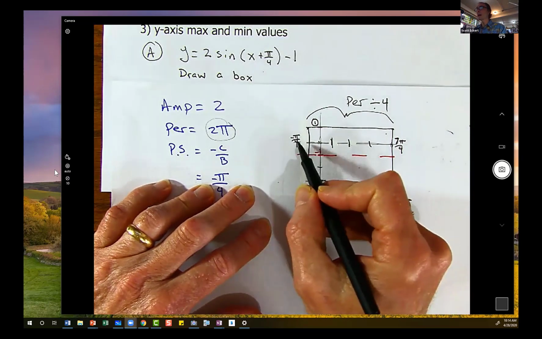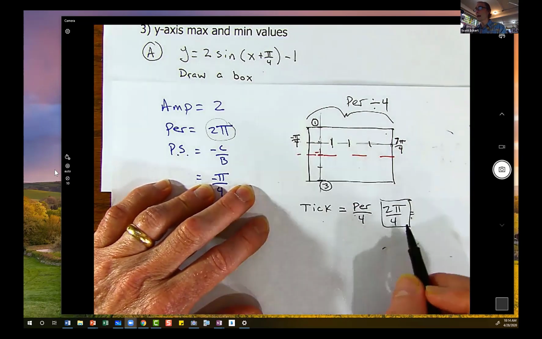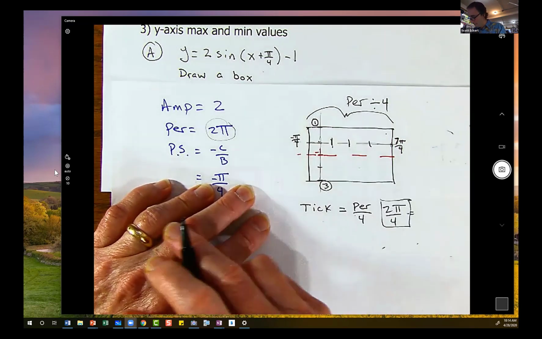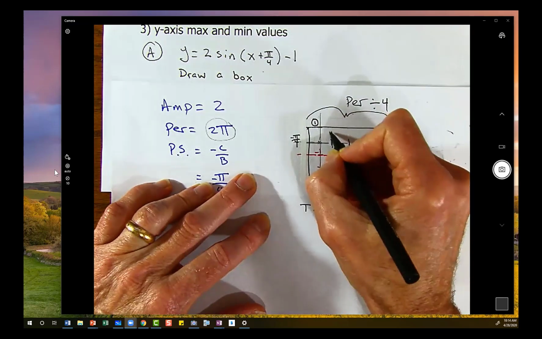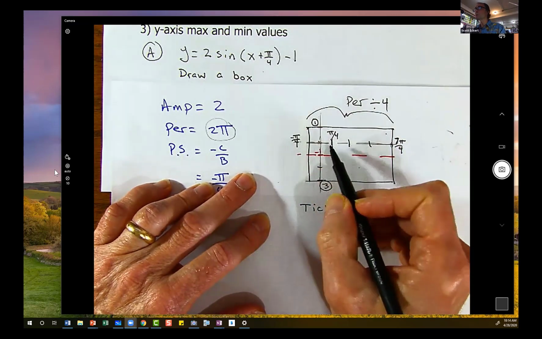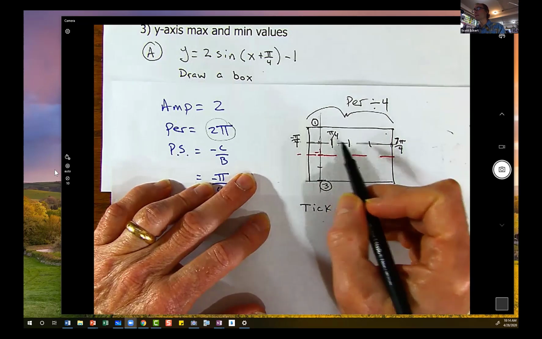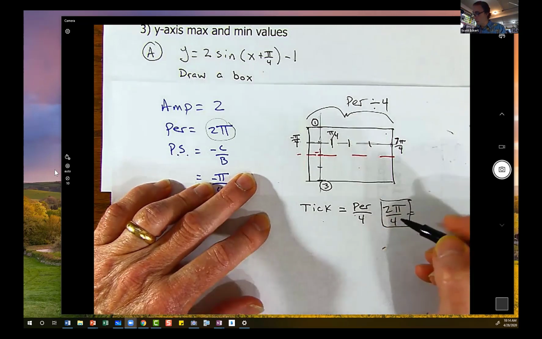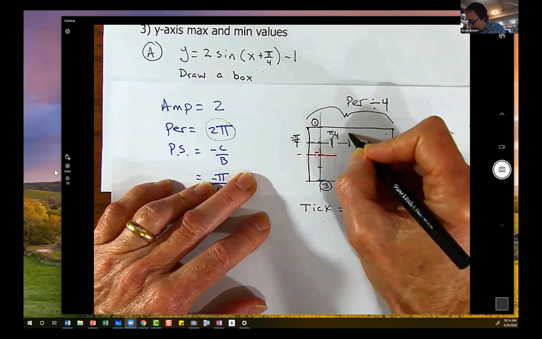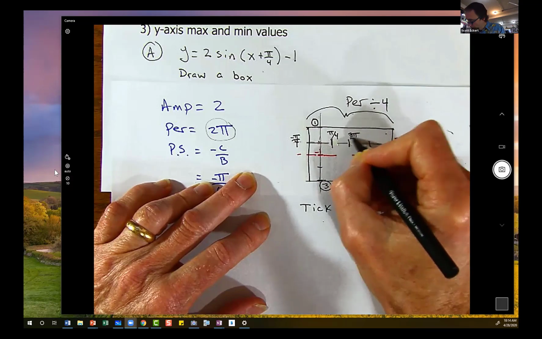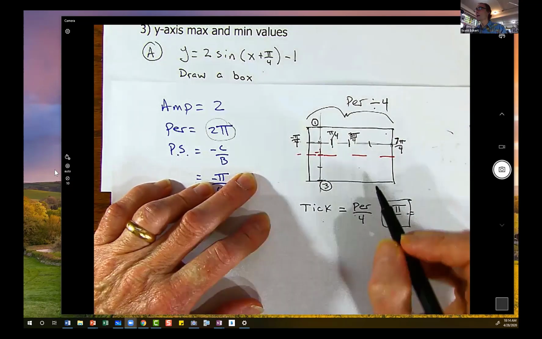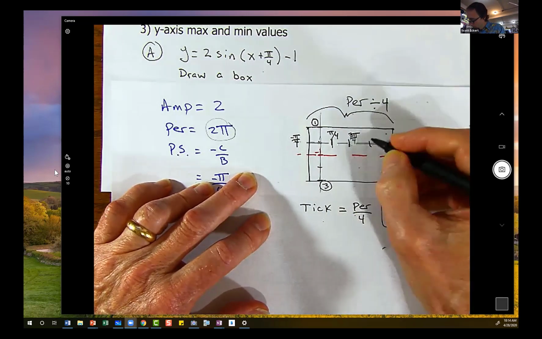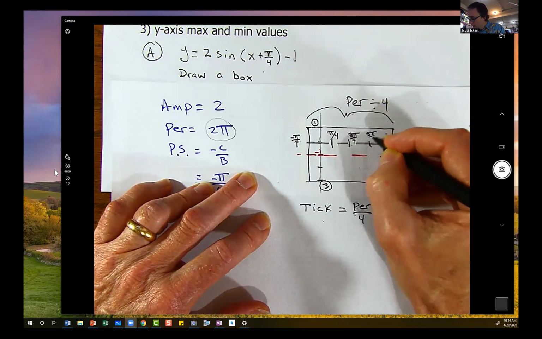So if I start at negative pi fourths and I add 2 pi fourths, what is the first tick mark? Pi fourths. Right. Now I'm going to do the second tick mark. Well, the distance of each tick mark is 2 pi fourths. So if I go pi fourths plus 2 pi fourths, where am I now? 3 pi fourths. Great. And then 3 pi fourths plus the next tick mark is 5 pi fourths.